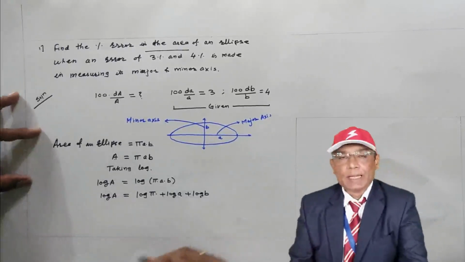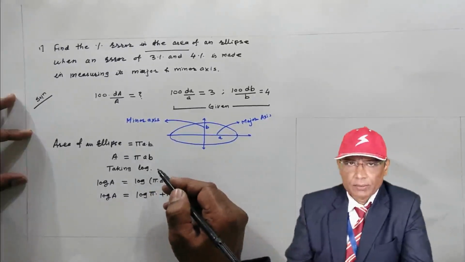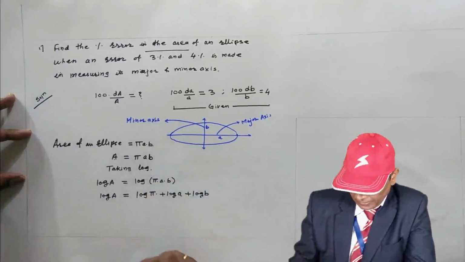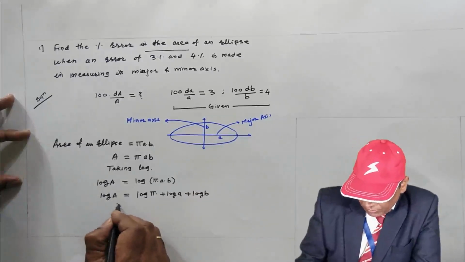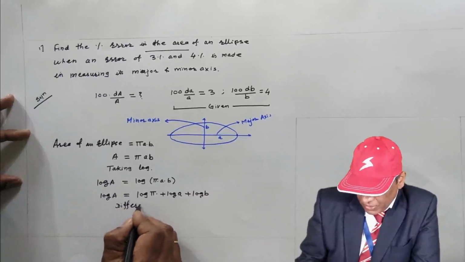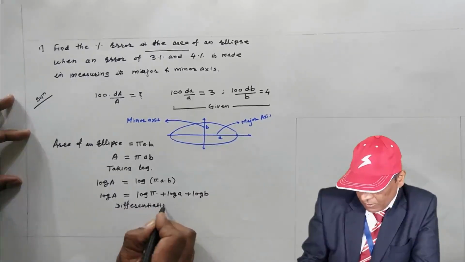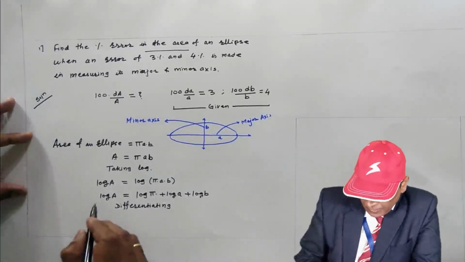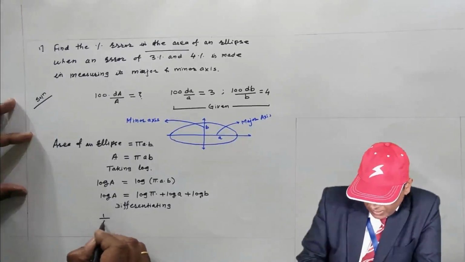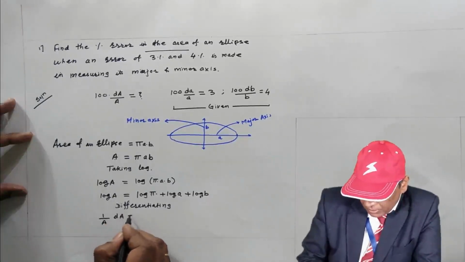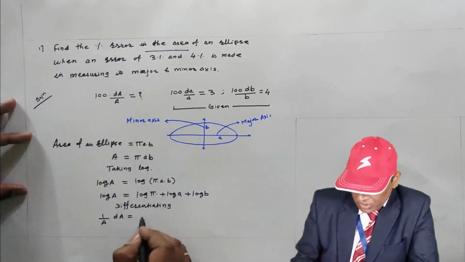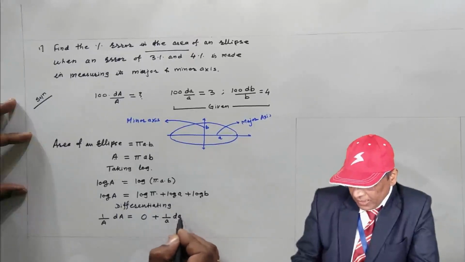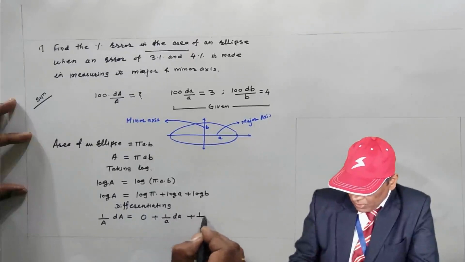After taking log, you take the derivative. Without taking log, you can take the derivative also, but for the sake of simplicity I am taking log, because we have the product of two variables on the right hand side. Now, differentiating this equation: the derivative of log A is 1 by A, and the derivative of the constant is 0. The derivative of log a is 1 by a. Don't forget that a and b are variables. The derivative of this is 1 by b.